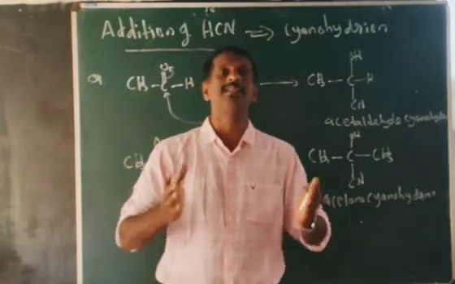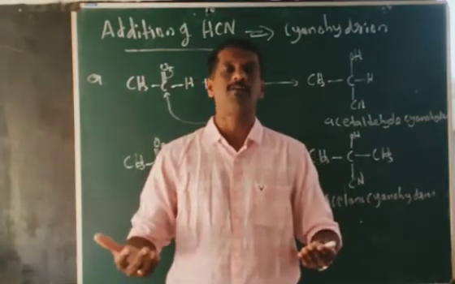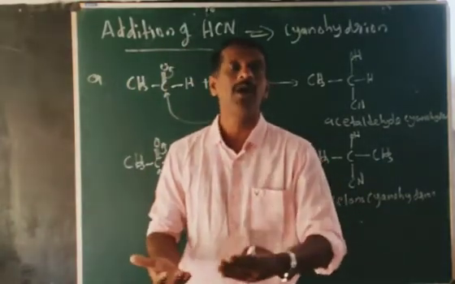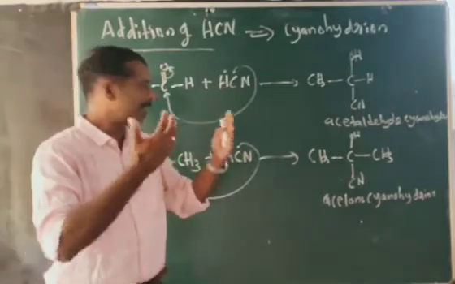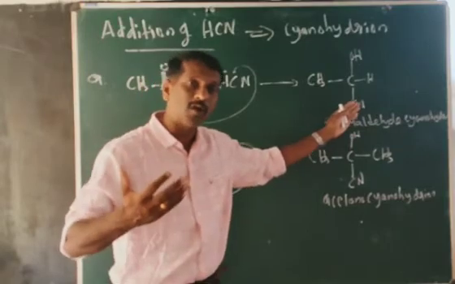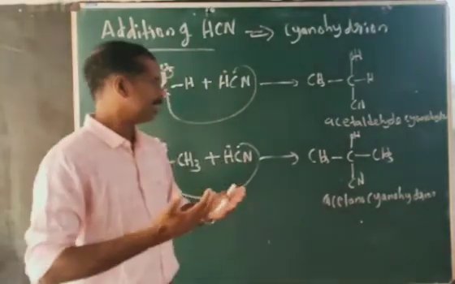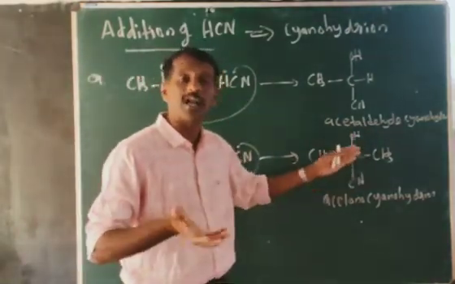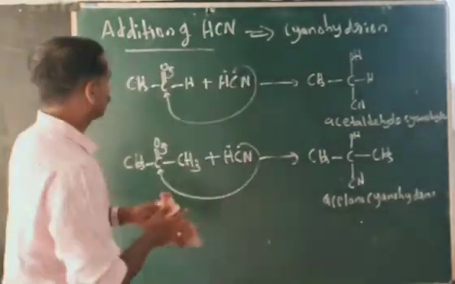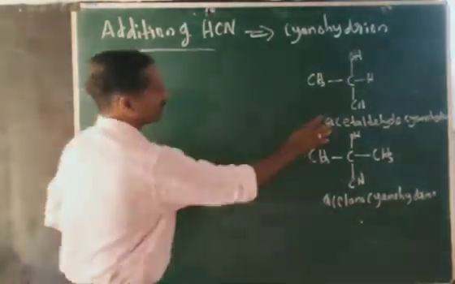These cyanohydrins are useful intermediates for the preparation of alpha hydroxy acids and similarly alpha amino compounds. That means when cyanohydrins undergo hydrolysis, we get alpha hydroxy acids, and similarly when cyanohydrins undergo reduction, we get alpha hydroxy amines. So look at it here. This is acetaldehyde cyanohydrin.